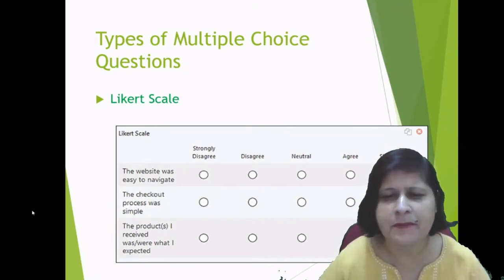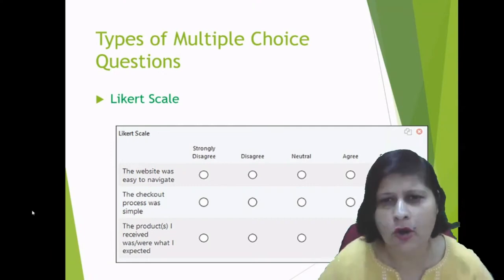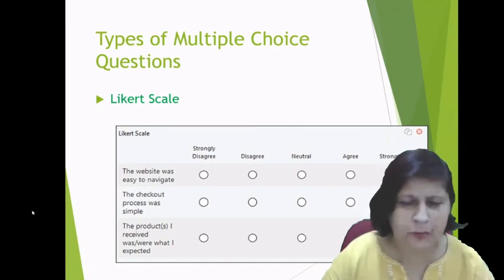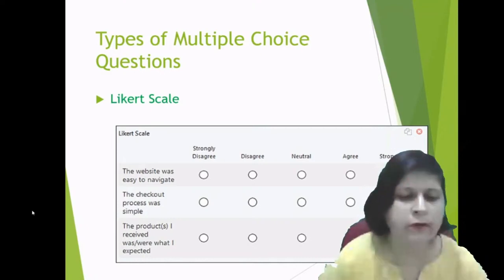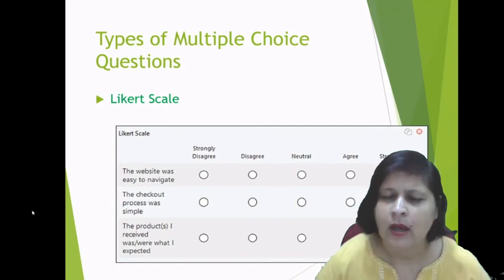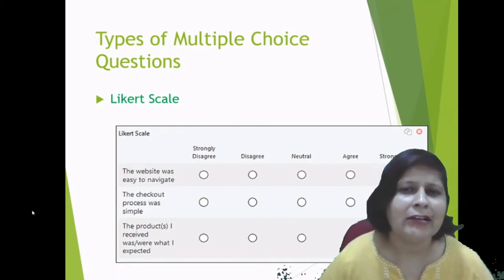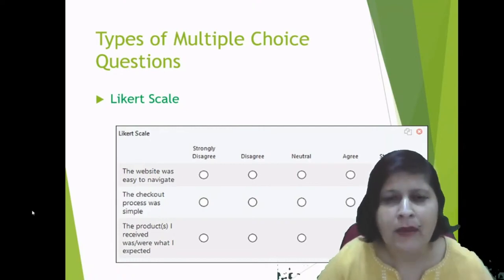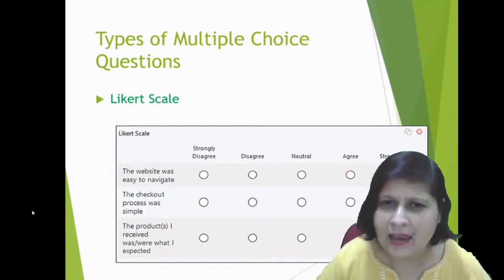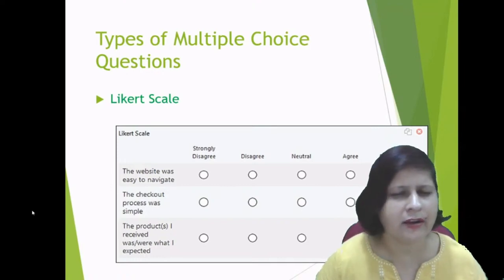If your scale is an odd number, then that scale is known as a balanced scale. Means at least there should be three options, like agree, disagree. Let me explain it with an example. The website was easy to navigate. Agree, disagree. Right? If you ask agree or disagree, then this scale is known as a not balanced scale. If you want a Likert scale to be balanced, it should be an odd number, that is agree, disagree, neither agree nor disagree. I don't know, because I never navigated this.